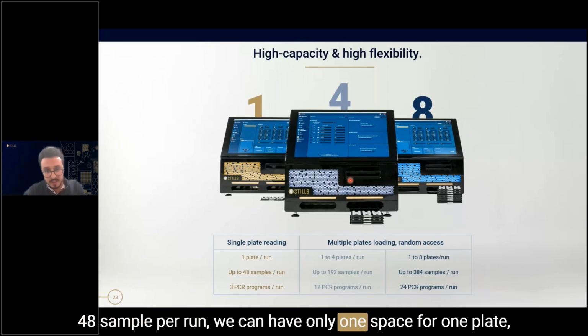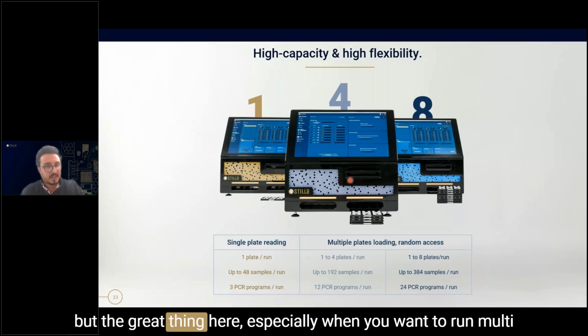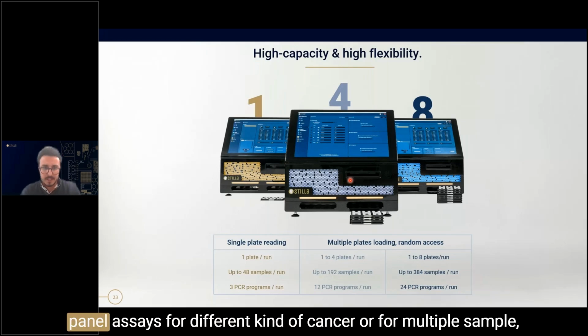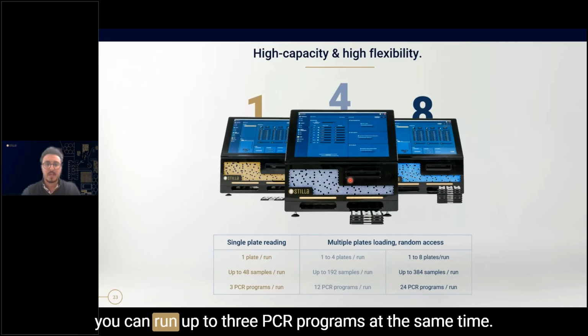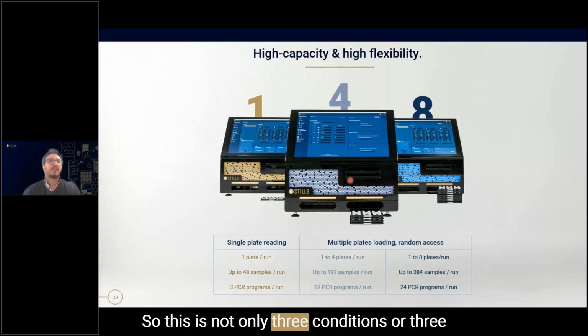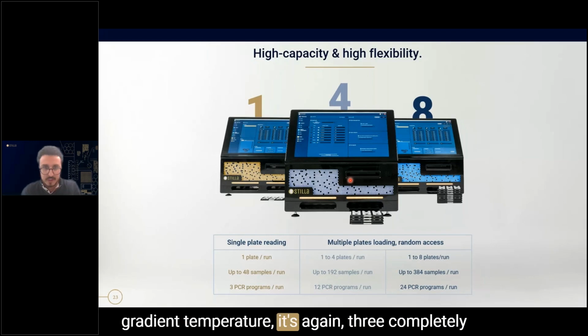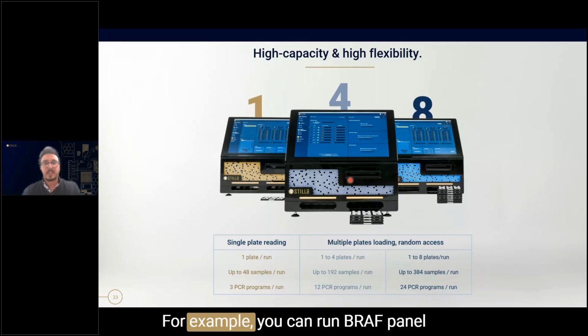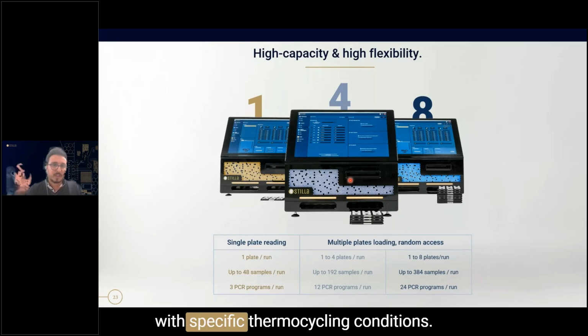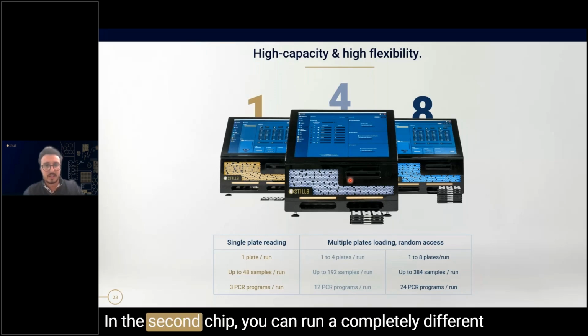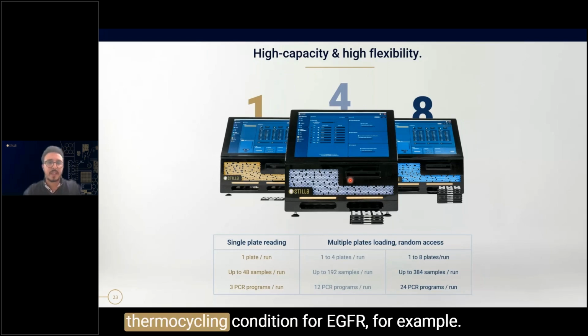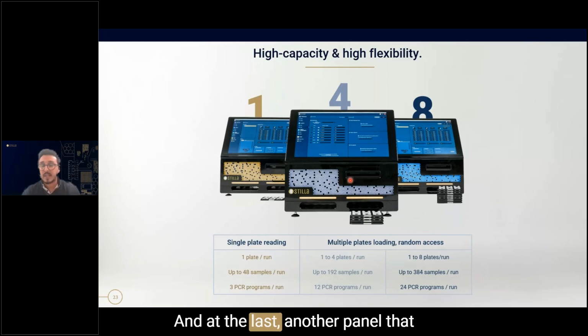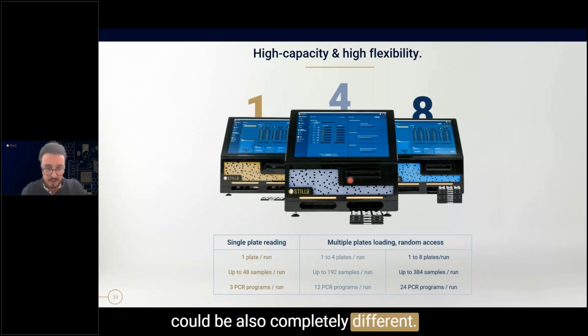We have only one space for one plate, but the great thing here, especially when you want to run multi-panel assays for different kinds of cancer or for multiple samples, is that you can run up to 3 PCR programs at the same time. So this is not only 3 conditions or 3 gradient temperatures, it's 3 completely different PCR programs that we can run at the same time. For example, you can run a BRAF panel with specific thermocycling conditions. In the second chip, you can run completely different thermocycling conditions for EGFR, for example, and in the last, another panel that could also be completely different.